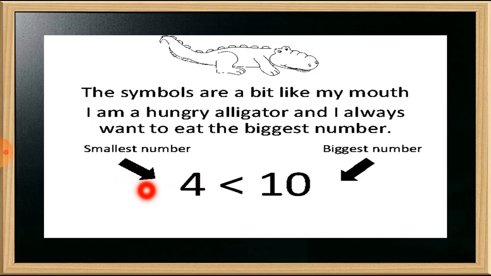So here you can see, number 4 is the smallest number. This arrow indicates that the smallest number is 4, and here at the right side the biggest number is 10. So you can see this alligator opens its mouth in front of the number 10, because the alligator always eats big numbers. Just keep this in your mind. The alligator always eats the bigger number. So here the bigger number is 10, so the alligator will eat the number 10.